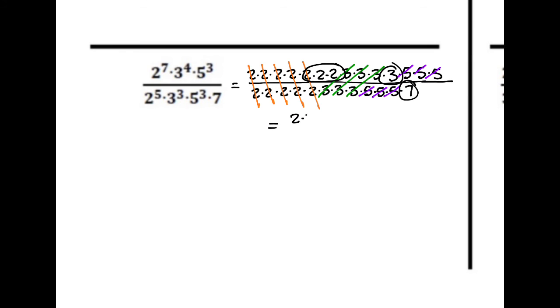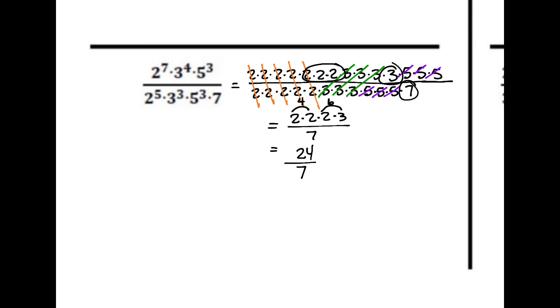So this becomes 2 times 2 times 2 times 3 over 7. So 2 times 2 is 4. 2 times 3 is 12. No, it isn't. It's 6. 4 times 6 is 24 over 7. Okay? That's the extremely long way. But it makes sense, doesn't it?